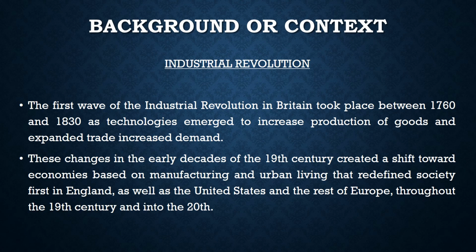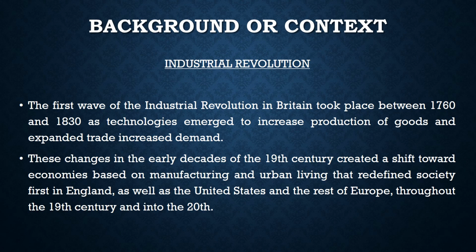We all know that the Industrial Revolution took place in Britain from around 1760 and continued till 1830. So what happened after the Industrial Revolution? Several industries and factories came into being, which led to a rapid increase in the production of goods, and which expanded trade as well as increased demand.